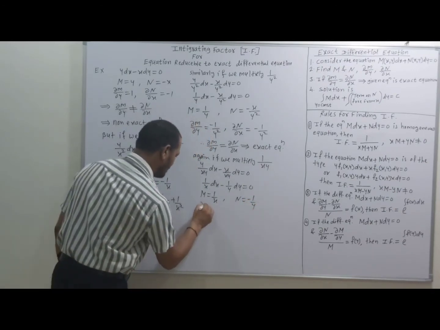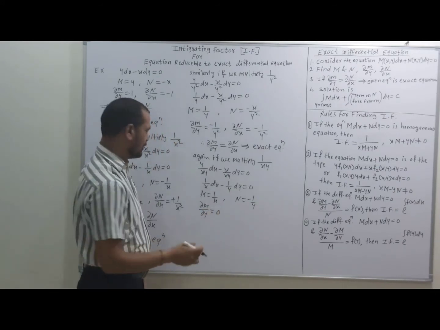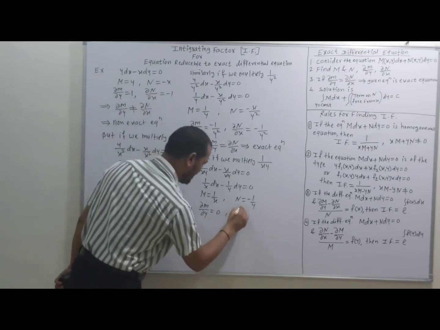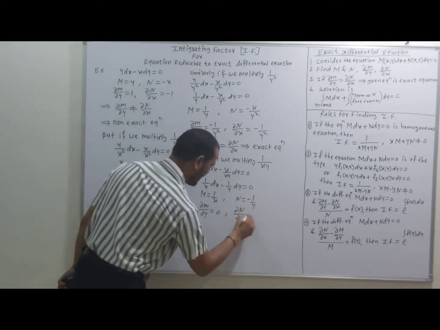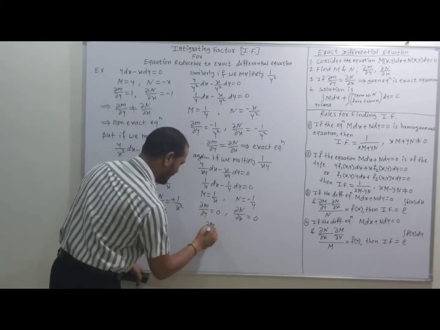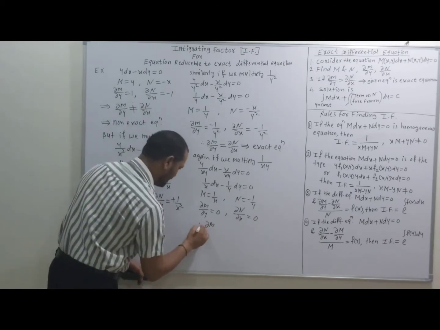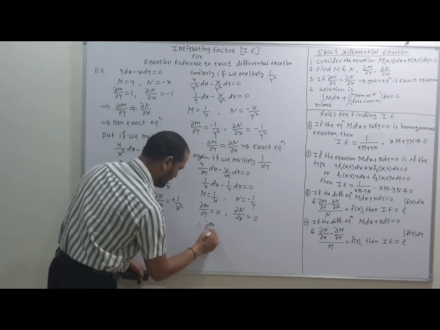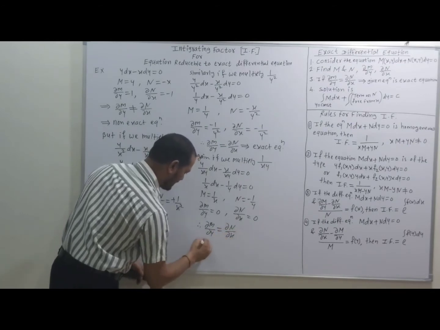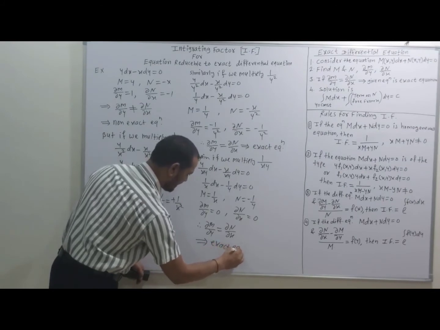Now find the partial derivative of M with respect to y. When we take the partial derivative with respect to y, x is constant, so the derivative is 0. Similarly, the partial derivative of N with respect to x is again 0. So the answer for these two terms is 0. That means partial derivative of M with respect to y equals partial derivative of N with respect to x, which indicates that the given equation is an exact equation.